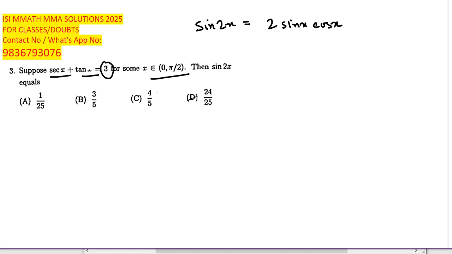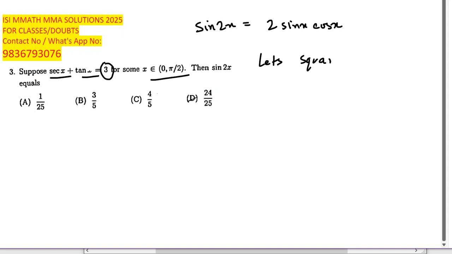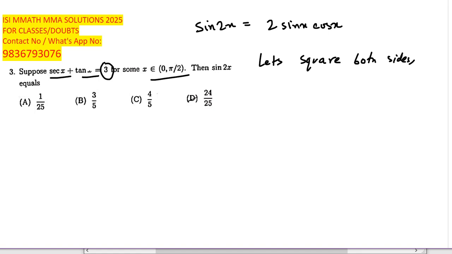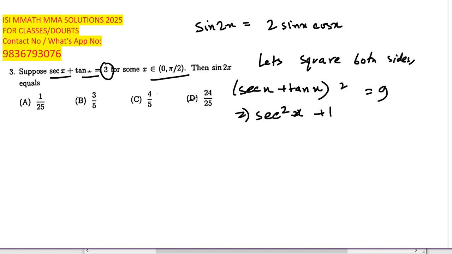So we will use an identity involving sec and tan. Now let's square both sides. So first, (sec x plus tan x) squared is 9. Then sec square x plus tan square x plus 2 sec x tan x is equal to 9.